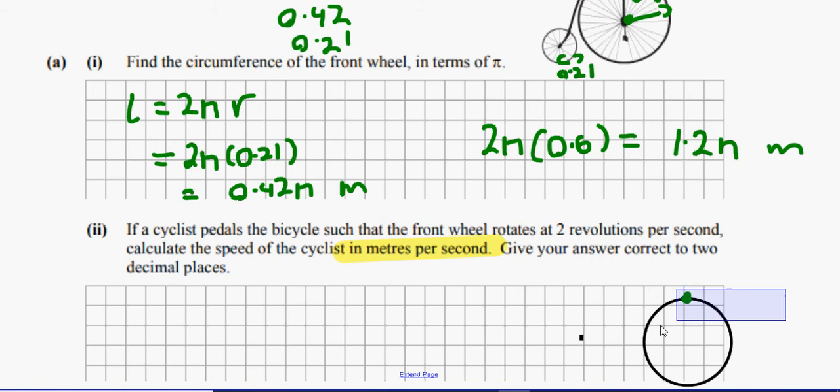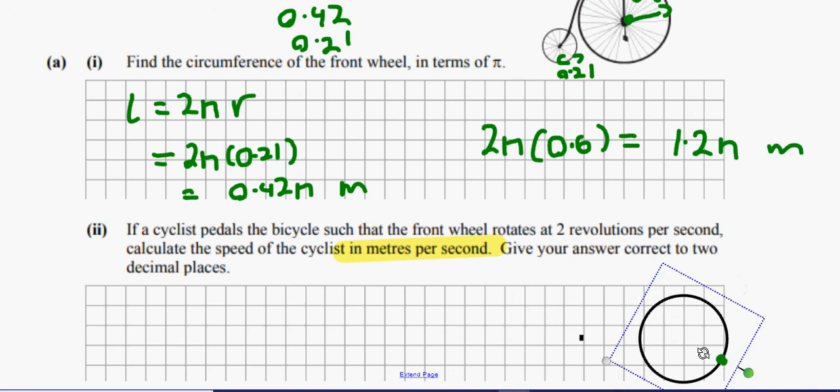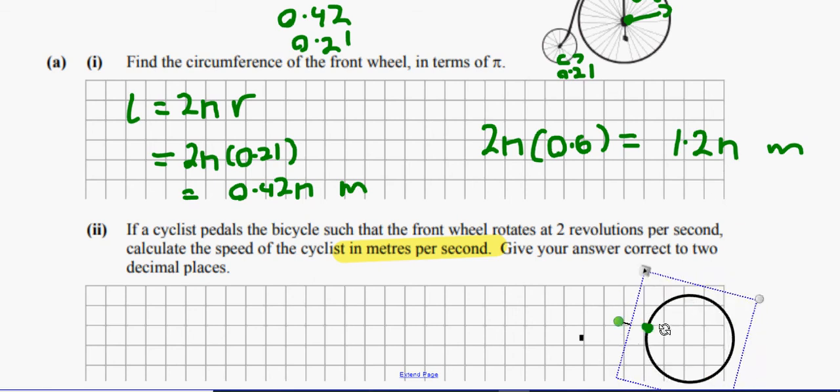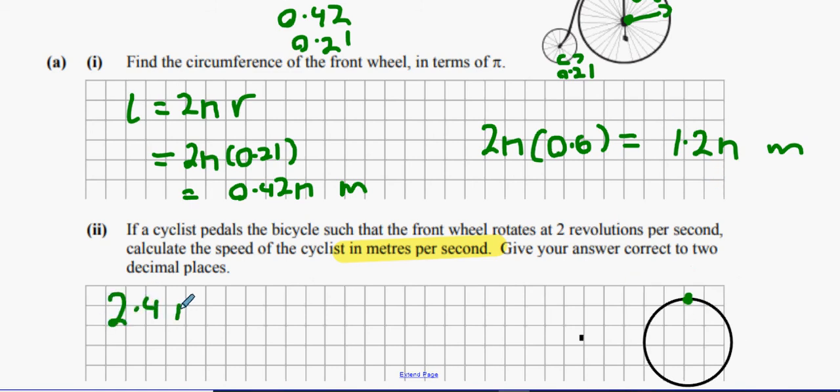And then, see if we can get it. What happens when you rotate a full circle? How much distance do you cover? 1.2 pi. And what happens if you do two of them? How much distance do you cover then? Yeah, you cover 2.4 pi meters in 1 second. Does that make sense?